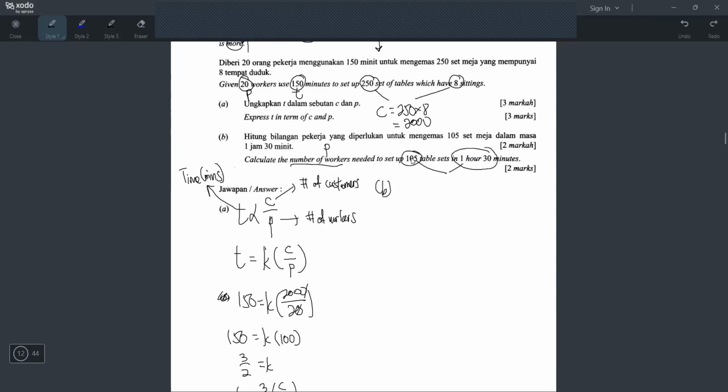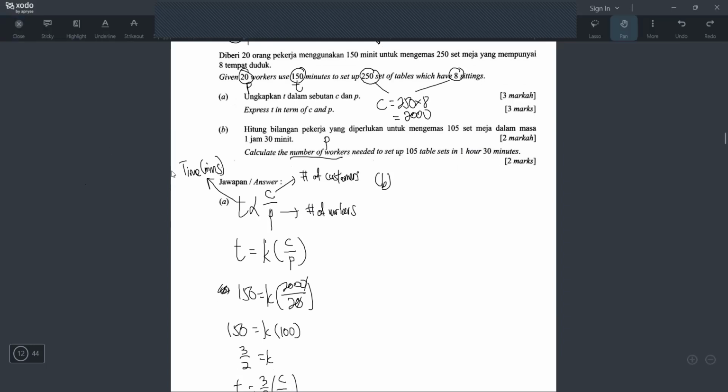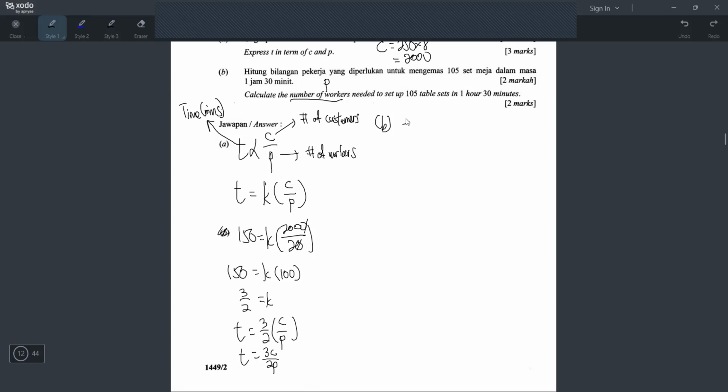So if there's 105 tables, wait, let me think about it. 105 tables. First of all, let's write down our formula first. T equals 3C over 2P. We already know the question wants you to find P. So in order to find P, I definitely need the C and I need the T. I need this value and this value. I need to have both T and C. T is the time in minutes, which is given here, 1 hour 30 minutes.